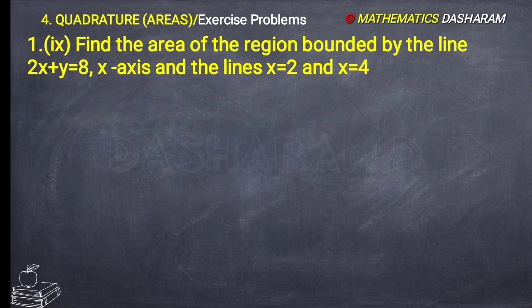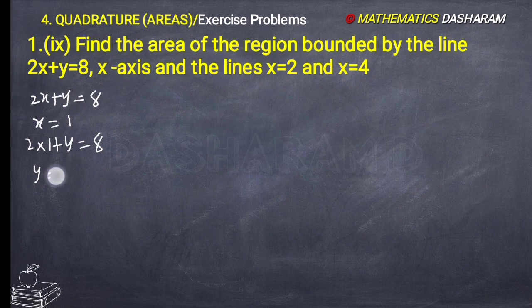Find the area of the region bounded by the line 2x plus y equals 8, the x-axis, and the lines x equals 2 and x equals 4. Let us take some points. So first I am substituting x equals 1. So 2 into 1 plus y equals 8. So then y equals 8 minus 2. Then y equals 6.